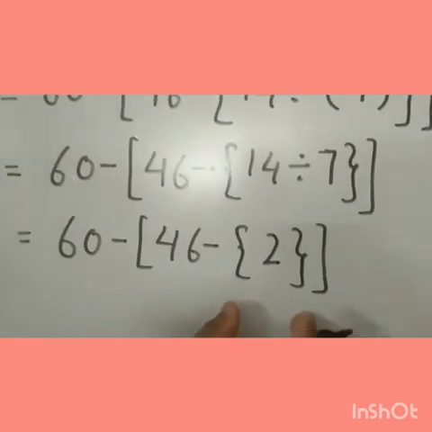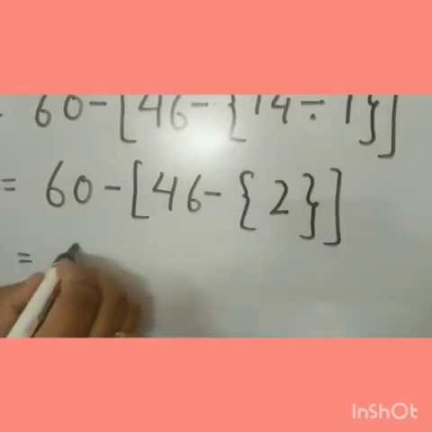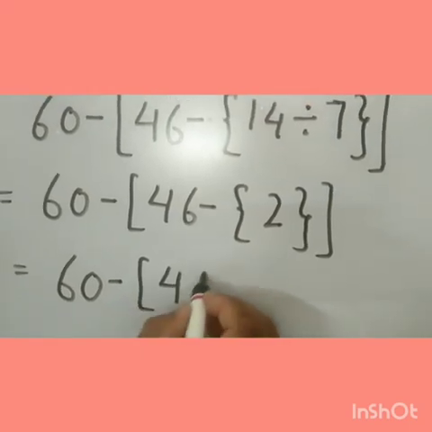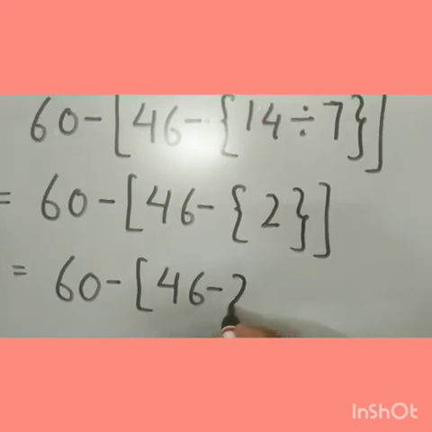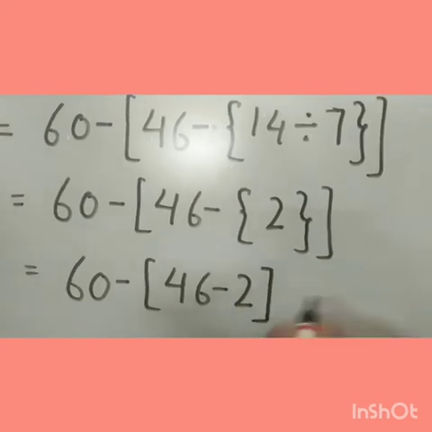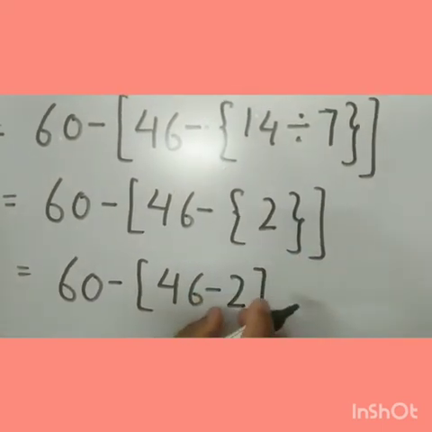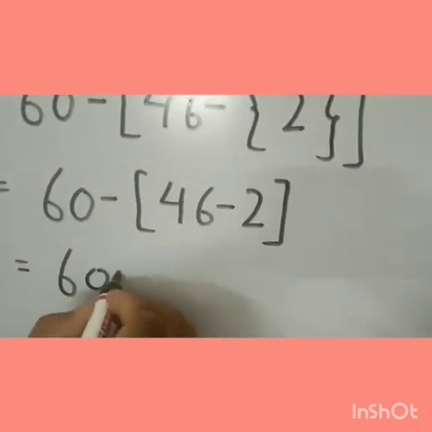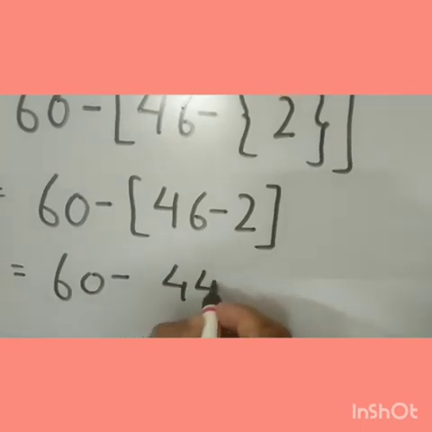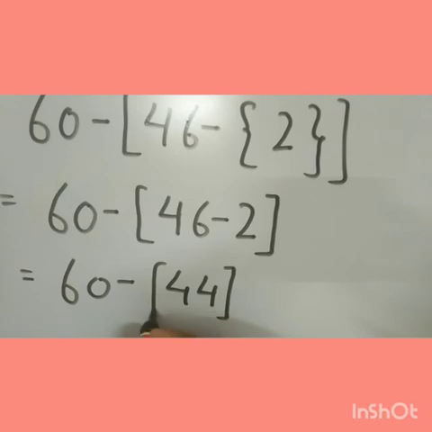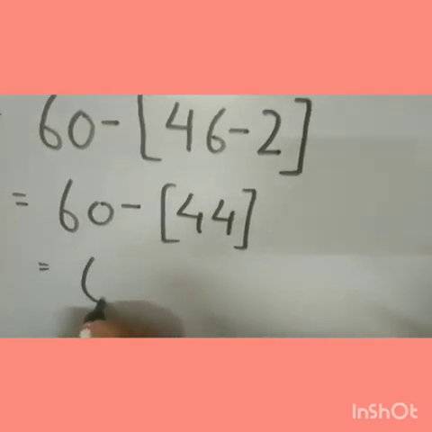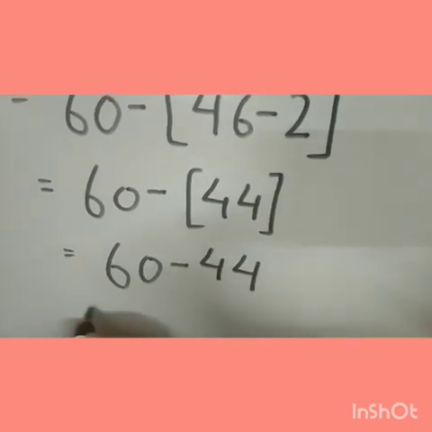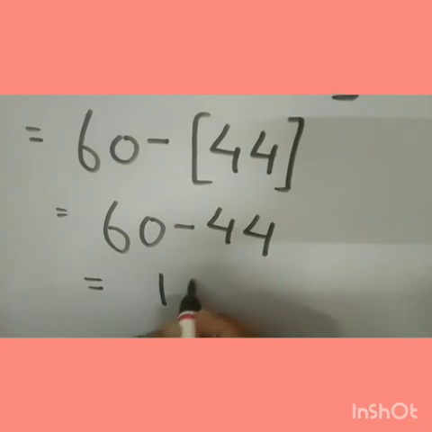Now remove curly bracket in the next step. 60 minus big bracket 46 minus 2, big bracket close. I have removed this curly bracket from here, and now 60 minus 44, this is the answer of this big bracket. And now remove this big bracket, 60 minus 44, and your answer will be 16.